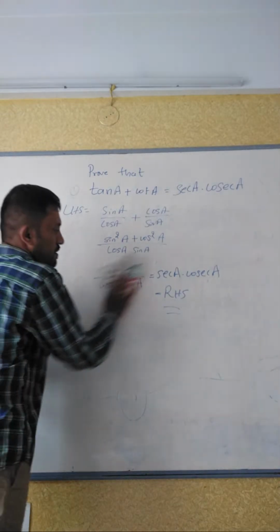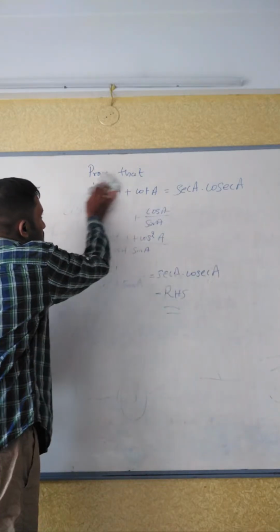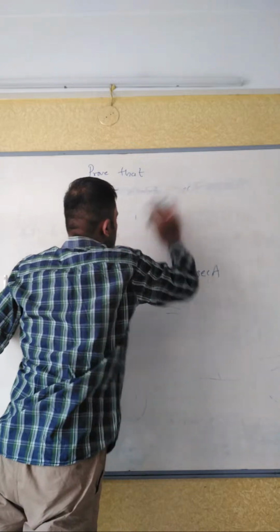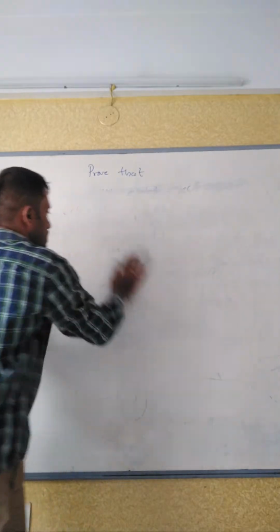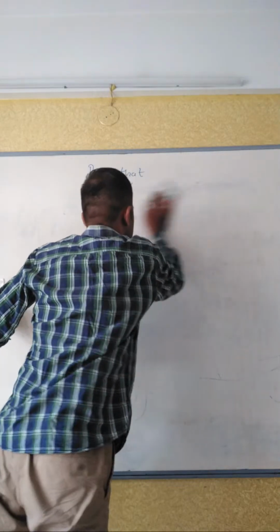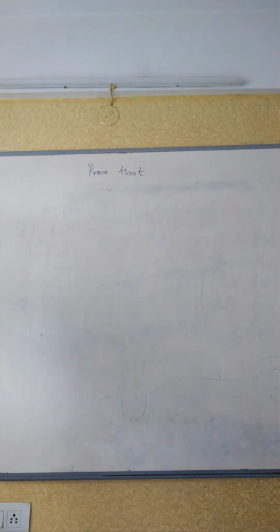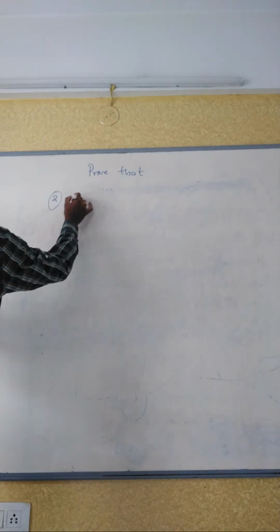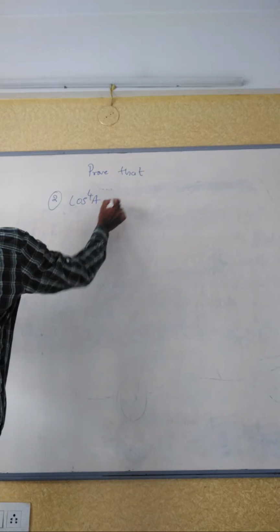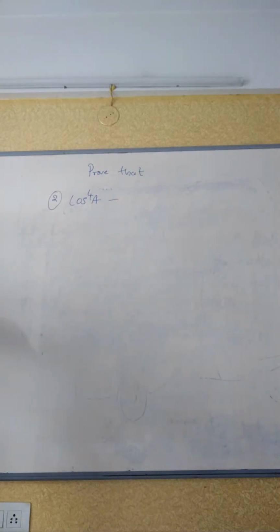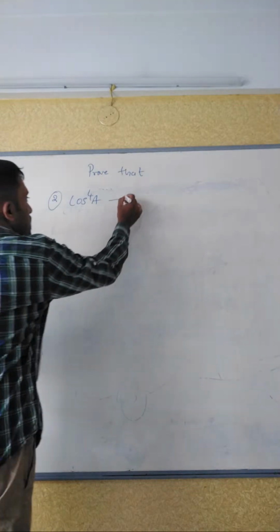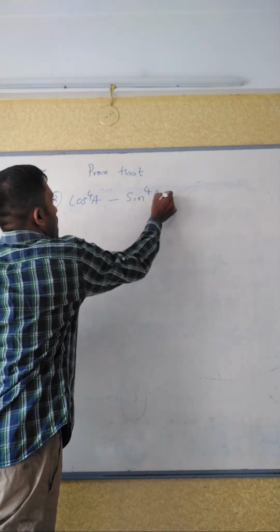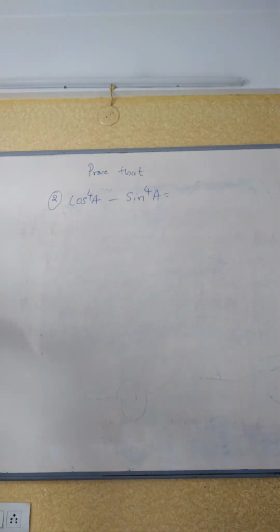Let me go to the second question. Cos to the power 4A minus sin to the power 4A is equal to 2 cos squared A minus 1.